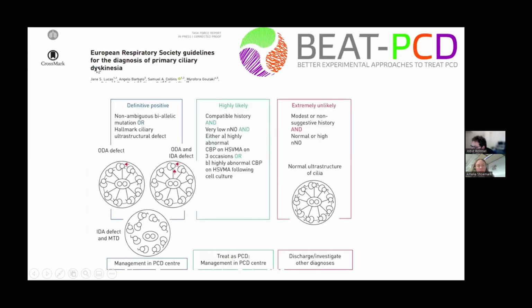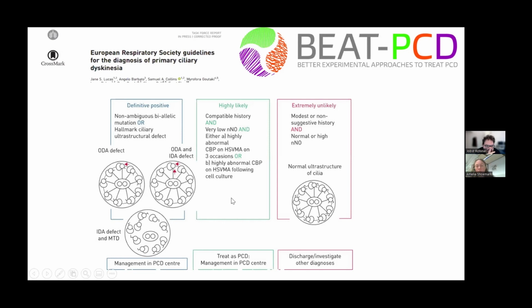So I think this is my final slide. This is the European Respiratory Society guidelines for the diagnosis of PCD. And this is the guidelines that it's recommended that people diagnosing the condition follow. And basically to get a definitive diagnosis, then you should have one of these electron microscopy structural defects or gene defects, which is present in both parents. That's actually, this was written in 2017, and we now know about some other genetic causes which are inherited differently.